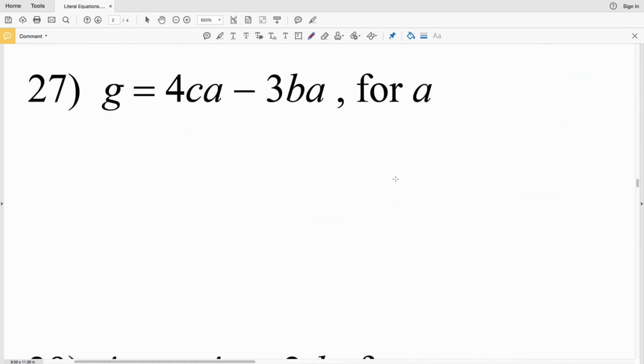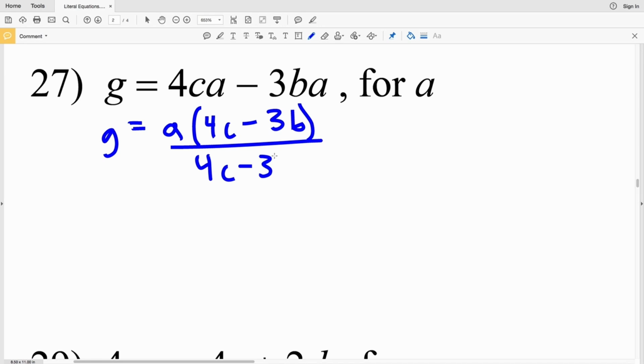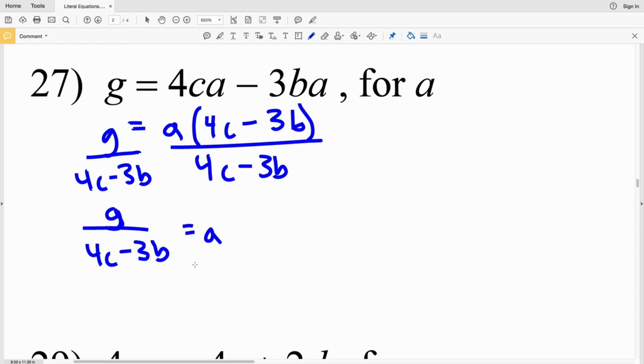And number 27, we're solving for a. Immediately we can pull a out of both the terms on the right-hand side. So a gets multiplied to 4c, and it also got multiplied by the 3b. Then all we have to do is divide by 4c minus 3b. So g all over 4c minus 3b equals a. Flipping the equation around so that a is on the left-hand side, we'll get a equals g all over 4c minus 3b. And that's the answer for number 27.